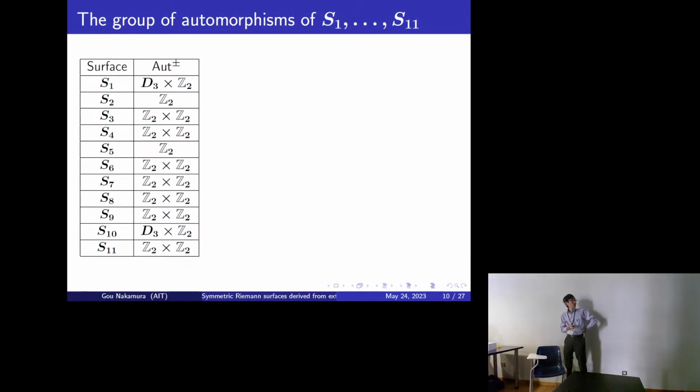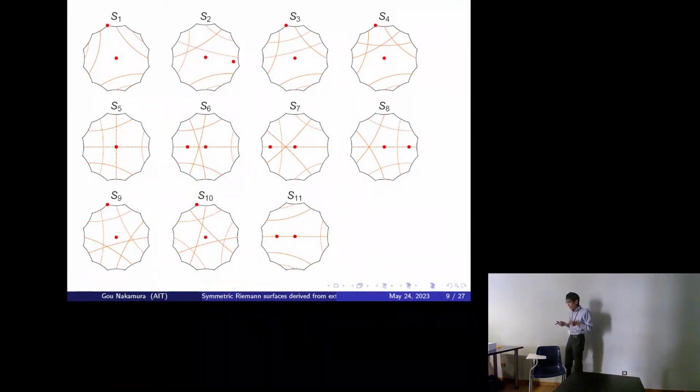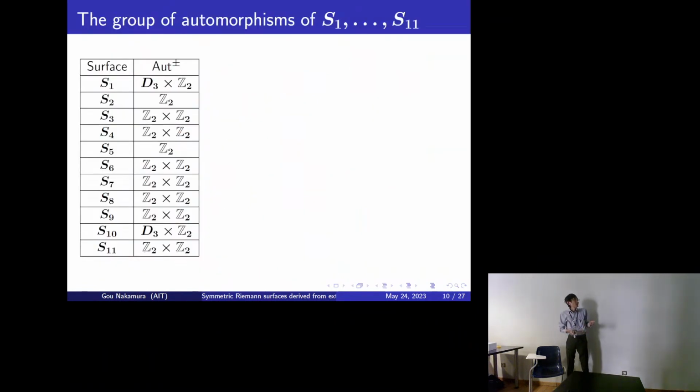So this table shows the group of automorphisms of the 11 Riemann surfaces. They are very simple groups. The reason why this is simple is that the automorphism is restricted to fix the center of the extremal disks or interchange the centers of the extremal disks. So such a restriction makes the group a simple one. These are all the results of our old results.